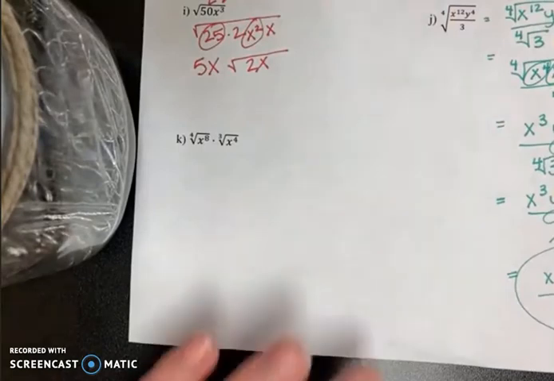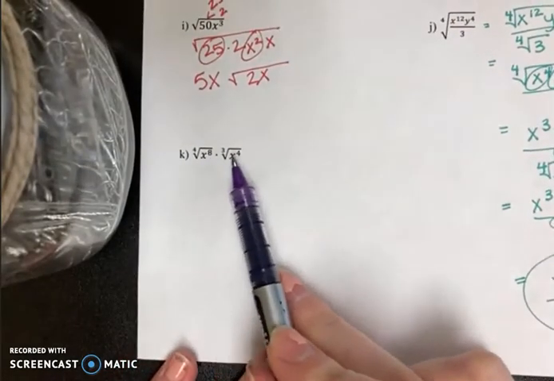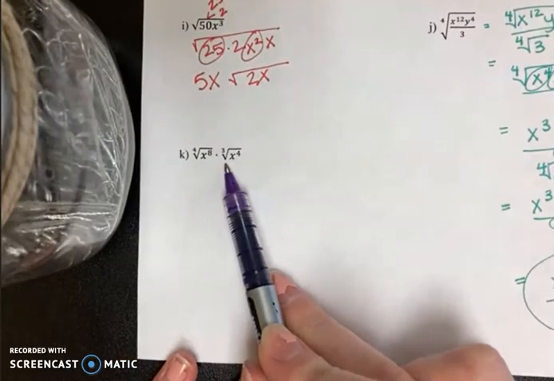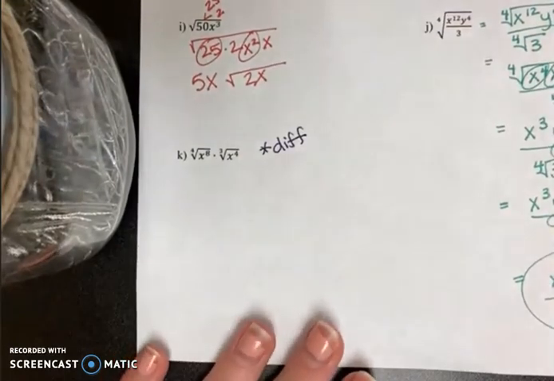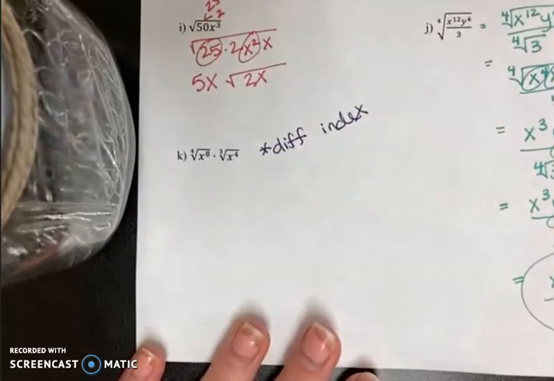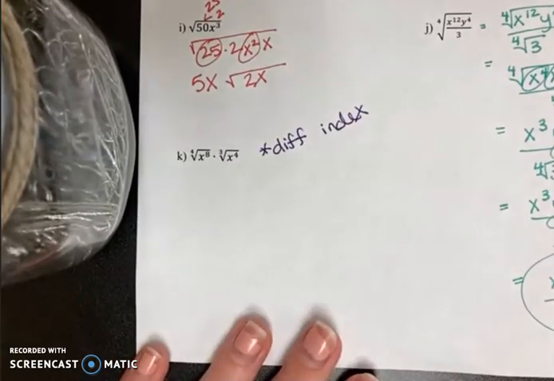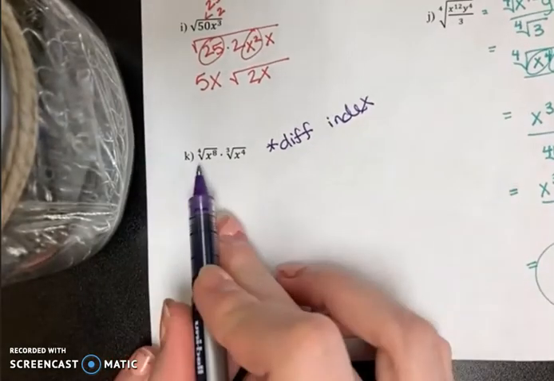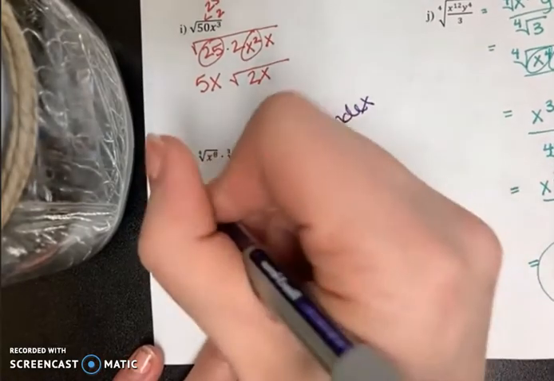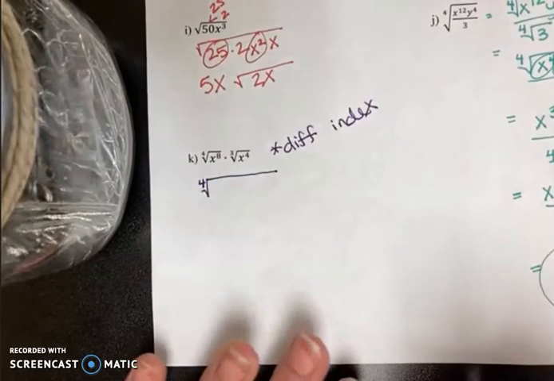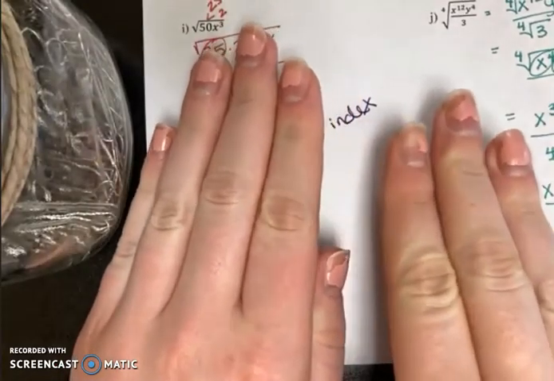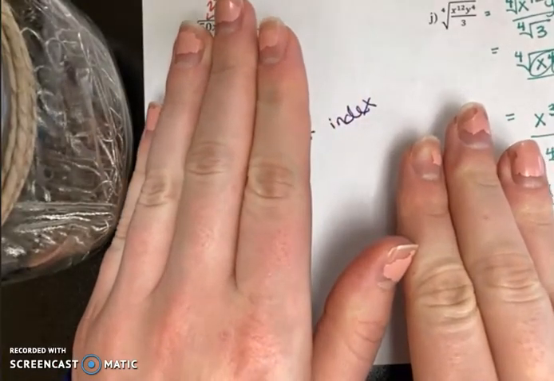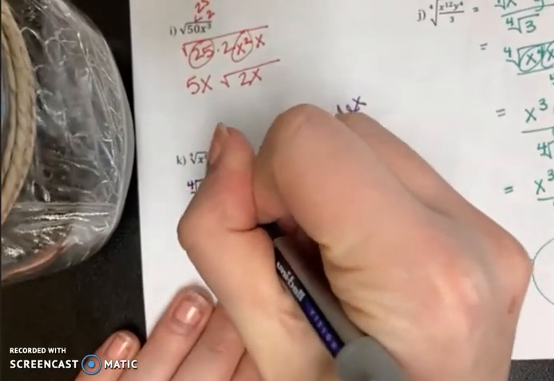Okay, last question. We have the fourth root and cube root, but these are different indexes, which means I cannot use product property. I cannot condense them. So instead, I'm just going to have to simplify them as is. The fourth root of x to the eighth power. So I'm going to have to rewrite my eighth power as perfect fourths. Well, I have eight x's. I can make two sets of four. And I have nothing left over. So it's x to the fourth, x to the fourth.